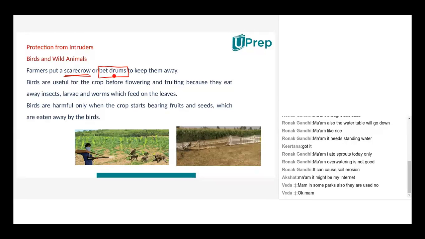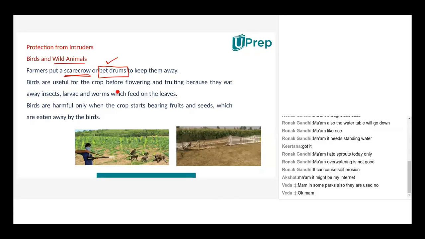So what normally happens is that, especially in the evening or at night, when wild animals intrude on the agricultural land, this is when the drums are beaten to scare the animals and keep them at bay, right?